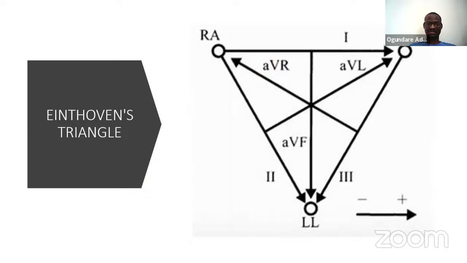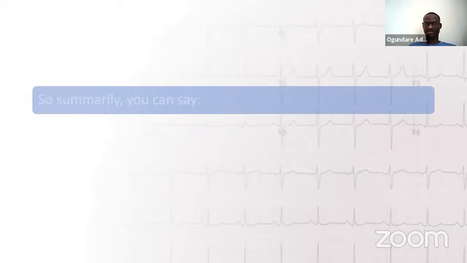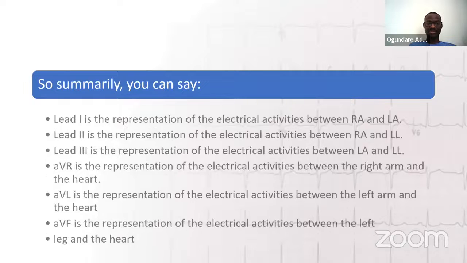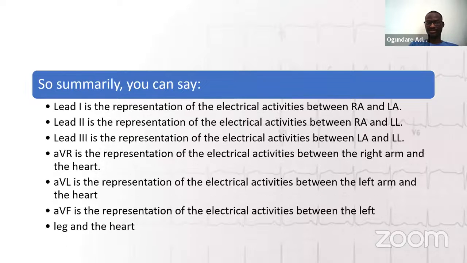So this is a lot to take in, but I believe it's simple enough. If you have any question, then you can let me know. Summarily, you can just say lead 1 is the representation of the electrical activities or the potential difference between the right arm and the left arm. Lead 2 is the representation of electrical activities or potential difference between the right arm and the left leg. Lead 3, sorry, is between the left arm and the left leg.